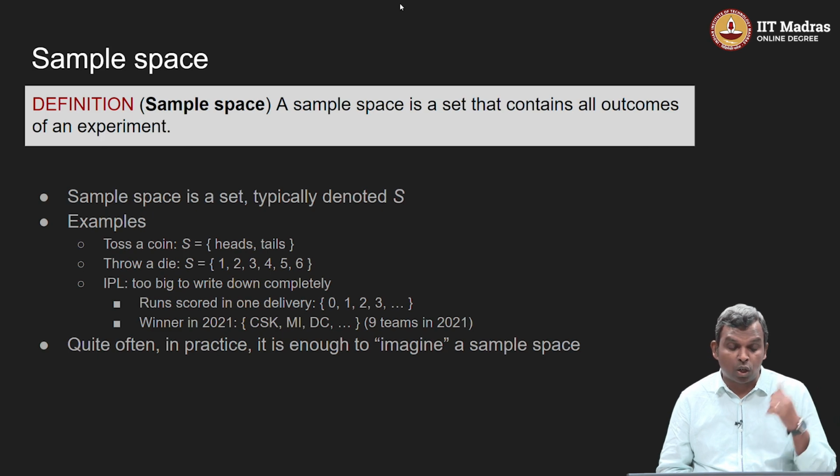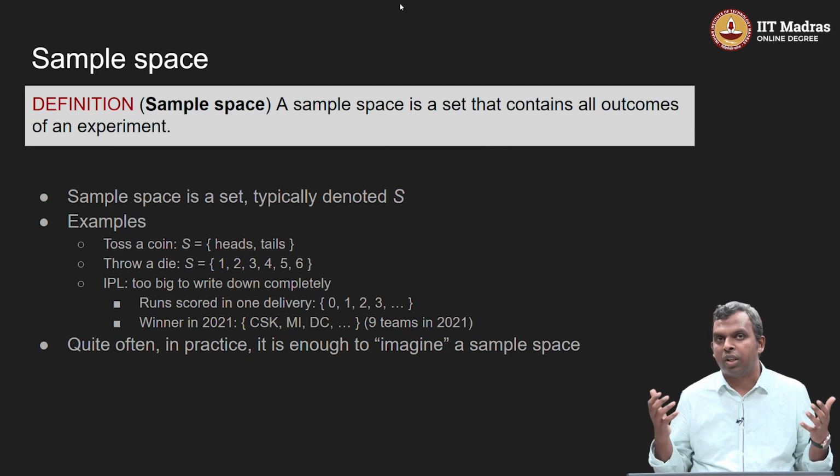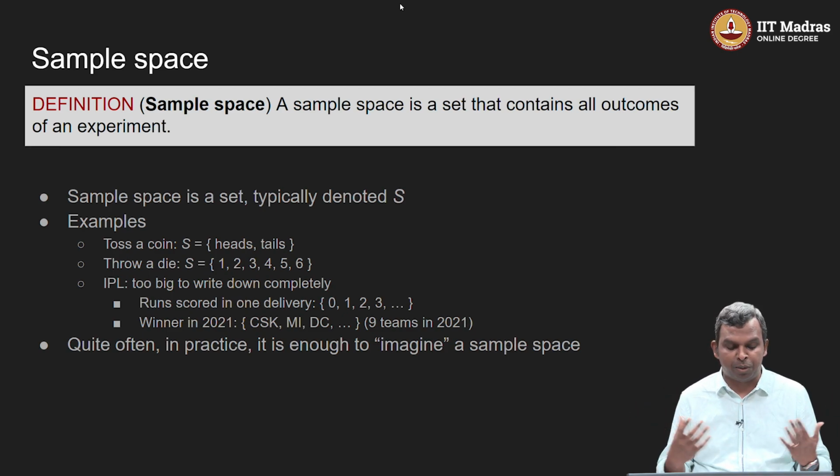So let's look at tossing the coin. What's going to be the sample space in this experiment? It's going to be a set with just 2 elements, heads, tails. So it's easy enough. Throw a die. Again, the sample space is very easy. There are 6 outcomes. You collect them all together into a set. It becomes your sample space.